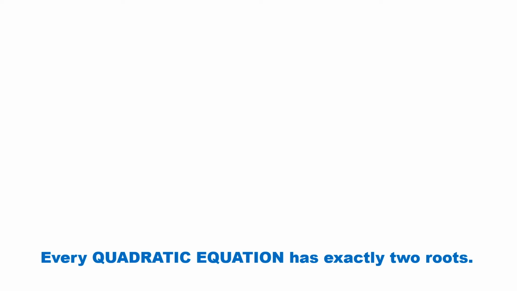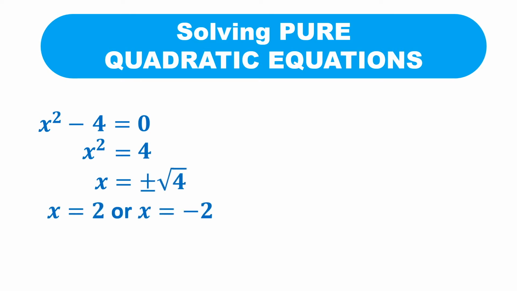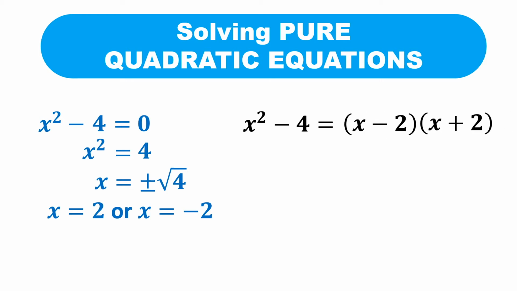Let us start this lesson by reminding you that every quadratic equation in one variable has exactly two roots. Recall how we solved pure quadratic equations like x squared minus 4 is equal to 0. We isolated the constant term, applied the square root property, and simplified to yield the roots of the equation. But a lesson in Math 8 taught us that the expression x squared minus 4, a difference of squares, can be factored as quantity x minus 2 times quantity x plus 2.